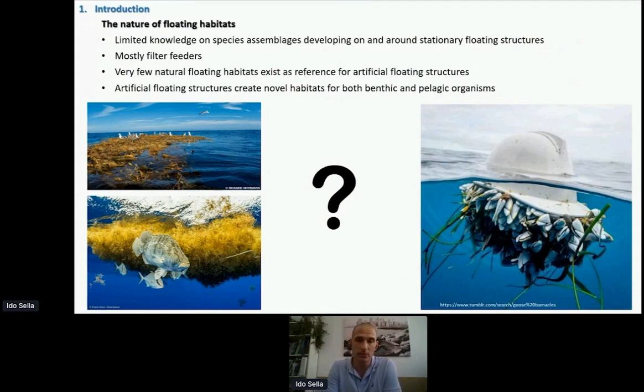And basically, we're at the point of understanding that floating structures create novel habitats, which are not comparable to other natural habitats. And specifically, as there is a spread of floating structures, they're going to be utilized in ecosystems or in places, geographies in the world that don't have any reference to a floating natural habitat.